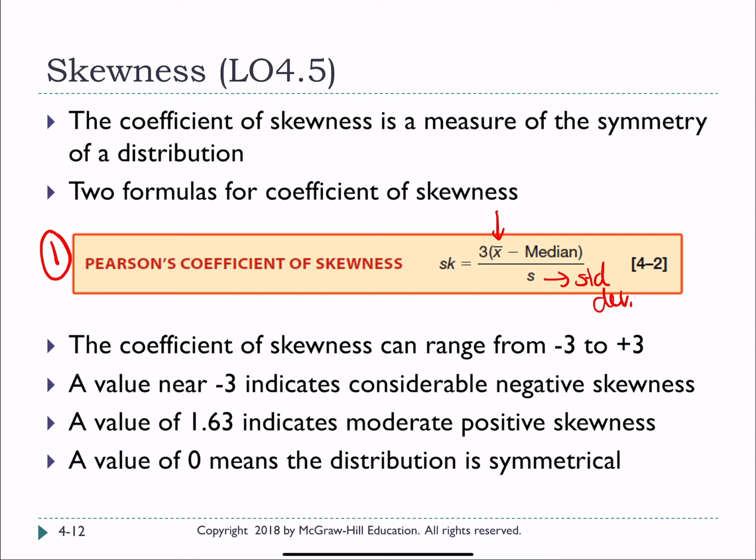When we calculate this, you'll get a coefficient anywhere from -3 to +3. So to just give you some examples, if you had a value of 0, then our distribution is perfectly symmetrical. That's where the mean equals the median. That's why we would get a coefficient of 0. If we had something like 1.63, we'll say, okay, that's moderately positive skewedness. Whereas if we were close to -3, we would say considerable negative skewedness, okay?